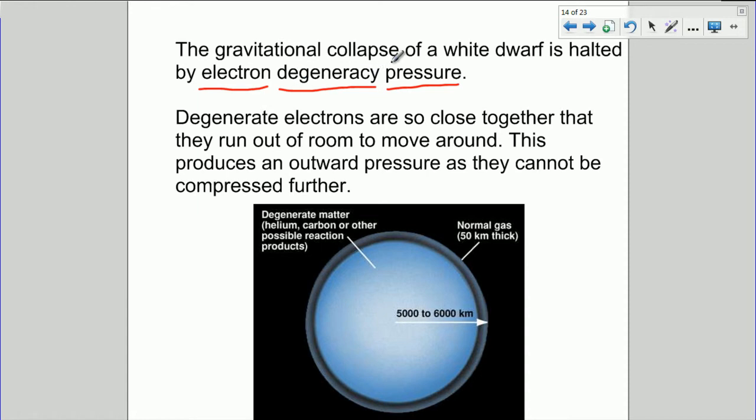There's a funny word, degeneracy. We say that the electrons have become degenerate as they've fallen down into their lowest energy state and been packed together. So that electron degeneracy pressure pushes against the neighboring atoms, which forms a sort of solid type object, I suppose, which means that it can't be compressed. You can't squeeze atoms into each other because of the repulsion from the electrons. So that's what holds up a white dwarf. That's what prevents the gravitational collapse.